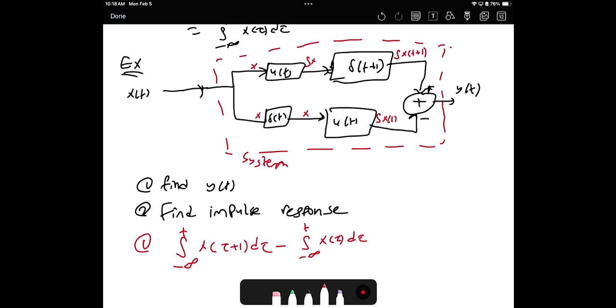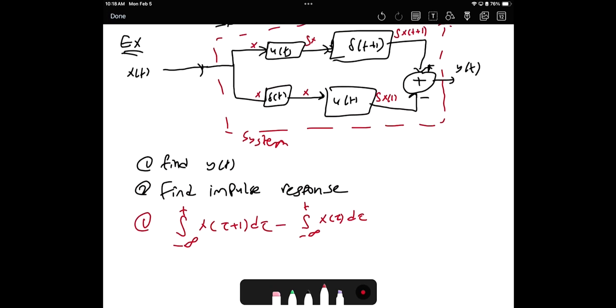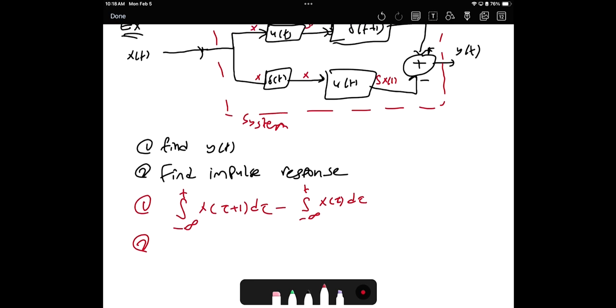That's the first thing. Second thing, we need to calculate the impulse response. What we mean by impulse response: replace every x of t by delta of t, and every y of t will be h of t. That's the impulse response. So you have an option to use the answer that you did in number 1 and substitute them here, or you can go back to the original circuits.